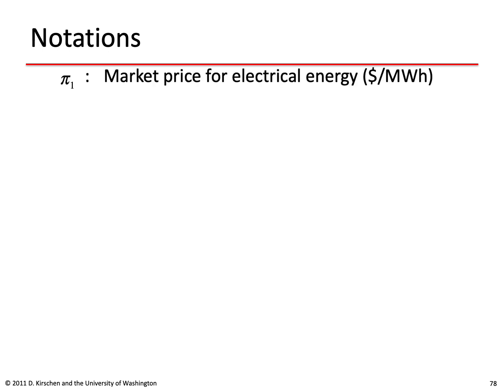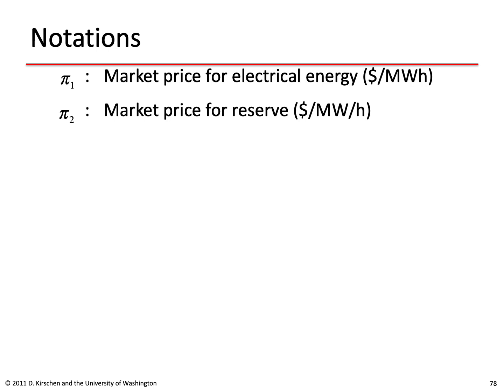The first thing that we need to do is define the notations that we're going to use. So we will call pi 1 the market price for energy in dollars per megawatt hour. Pi 2 will be the market price for reserve, which is dollar per megawatt per hour, which, strictly speaking, is the same thing as dollar per megawatt hour, but I write it this way to emphasize the difference.